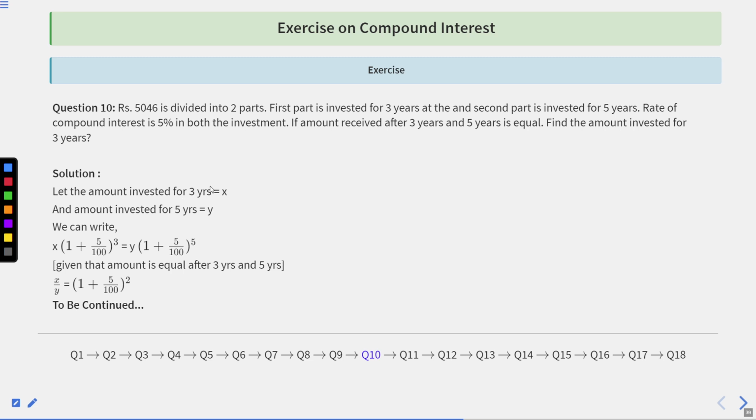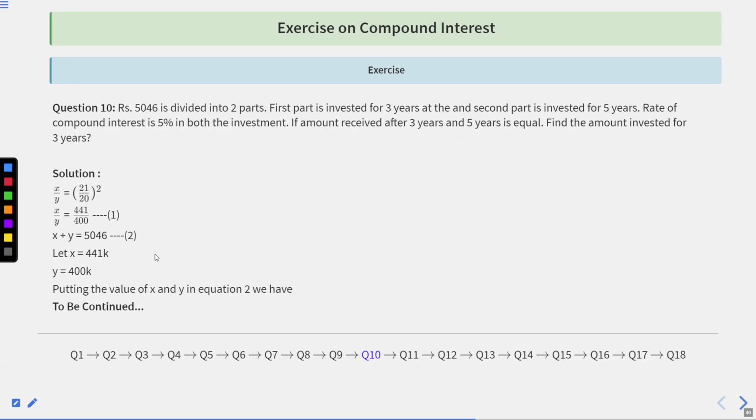So let the amount invested for 3 years be x and the amount invested for 5 years be y. So we can write x times (1 + 5/100)^3 equals y times (1 + 5/100)^5. Given that the amount is equal after 3 years and 5 years, x/y is equal to (1 + 5/100)^2. So x/y is equal to (21/20)^2. That means x/y is equal to 441/400, which is equation number 1. And x + y is equal to 5046, which is equation number 2.